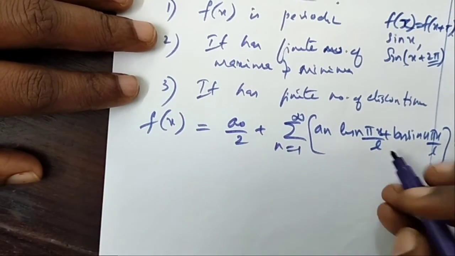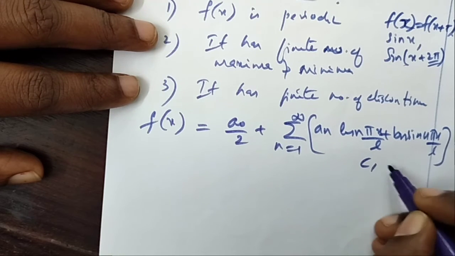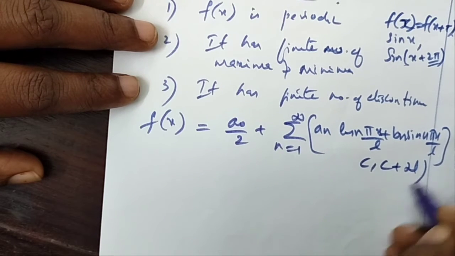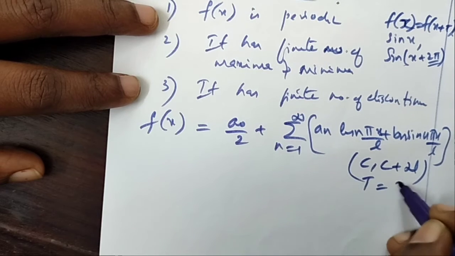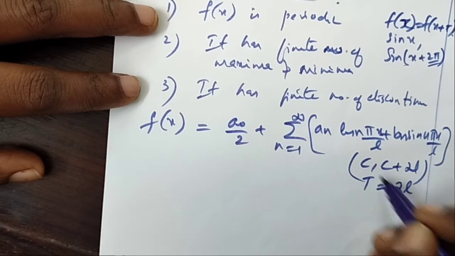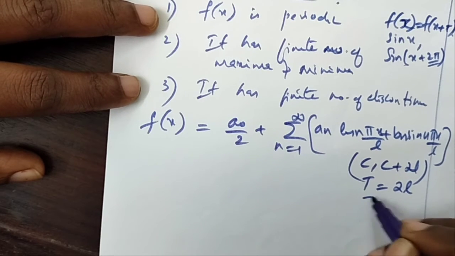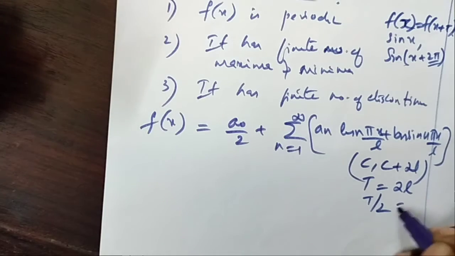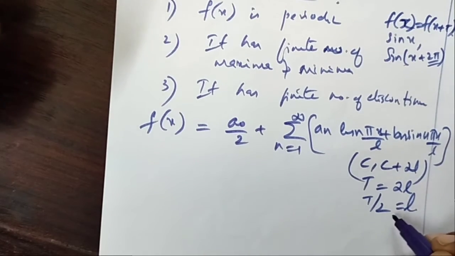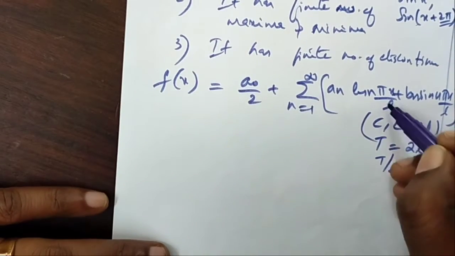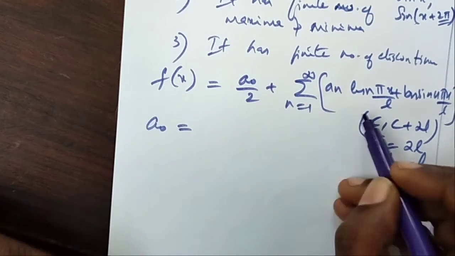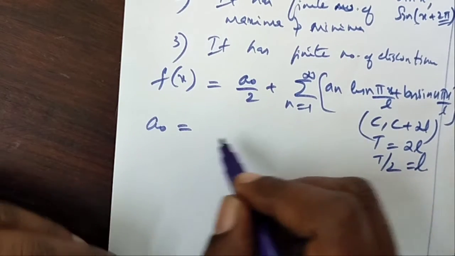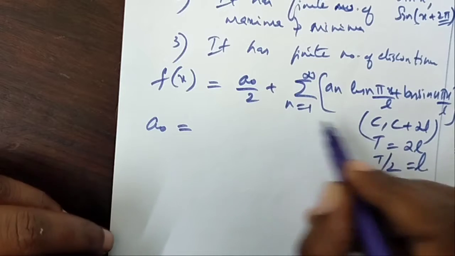Okay, what is l? We are defining the series for this interval c to c plus 2l. So the difference or the period is 2l. C plus 2l minus c is 2l, and half the period is l. So l is period by 2. Okay, so this l is appearing here. And a0, an, bn are the coefficients. You have to find the coefficients also.